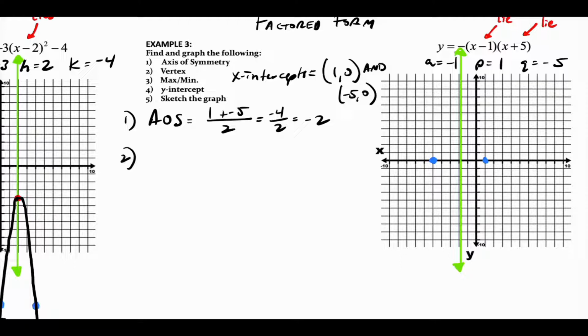Next thing is vertex. Vertex is always going to start out with the axis of symmetry. It doesn't matter which form. It'll always start out with the axis of symmetry. -2. In this case, it's -2. How do I find out the y? You're going to do what we did for standard form. How did I figure it out for standard form? How did I figure out the y for standard form?